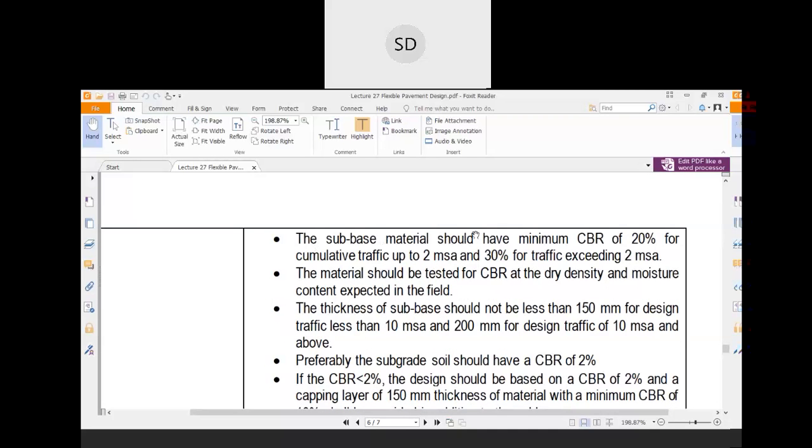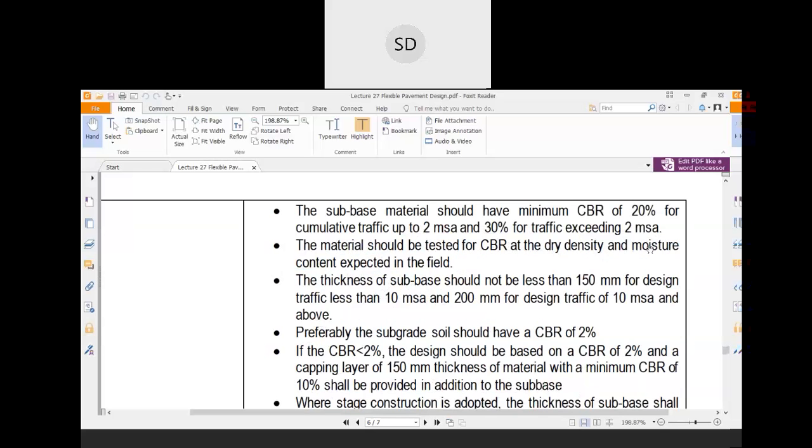Now, the sub-base material should have a minimum CBR of 20% for cumulative traffic up to 2 MSA. MSA means million standard axle, and 30% for traffic exceeding 2 MSA. The material should be tested for CBR at the dry density and moisture content expected in the field. The thickness of the sub-base should not be less than 150 mm for design traffic less than 10 MSA and 200 mm for design traffic of 10 MSA and above.